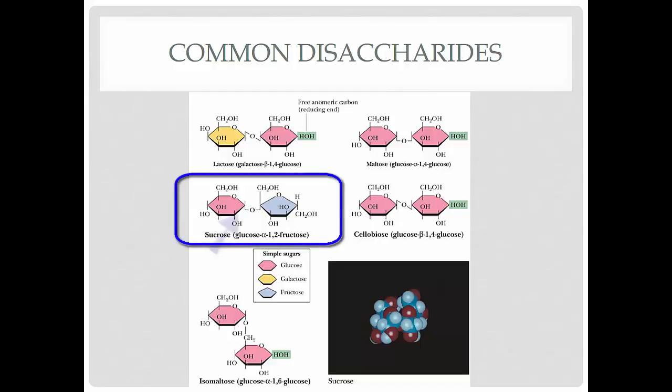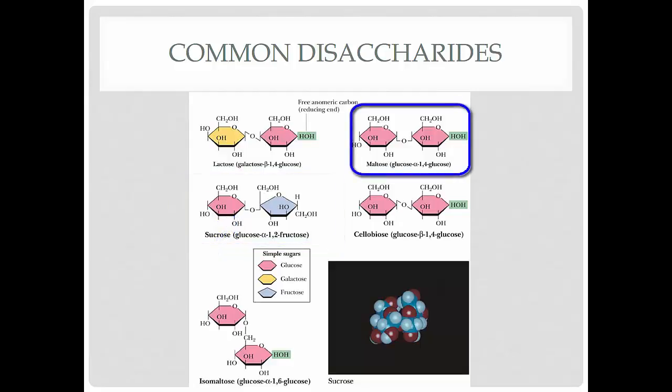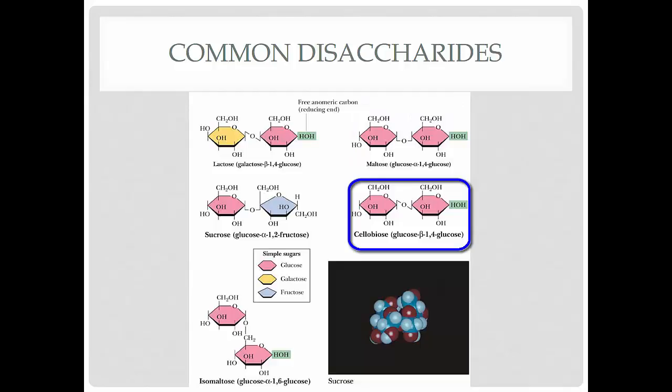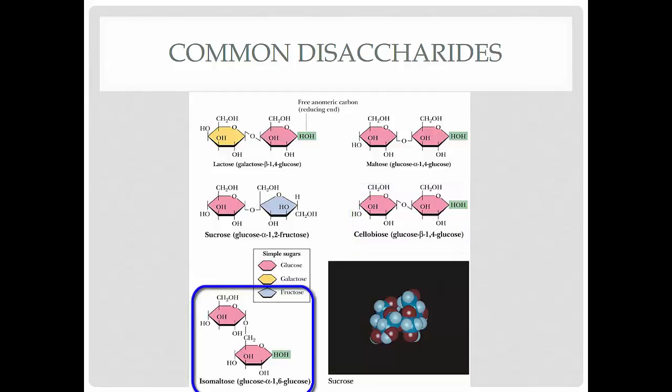In sucrose, we have an alpha 1,2 bond between glucose and fructose. With maltose, we get an alpha 1,4 glycosidic bond between two glucose molecules. Cellulose is formed by a beta 1,4 glycosidic bond between two glucose molecules as well. And finally, isomaltose is formed through an alpha 1,6 glycosidic bond between two glucose molecules.